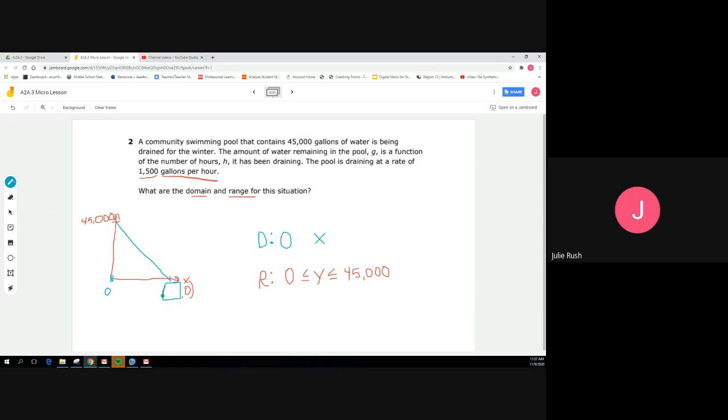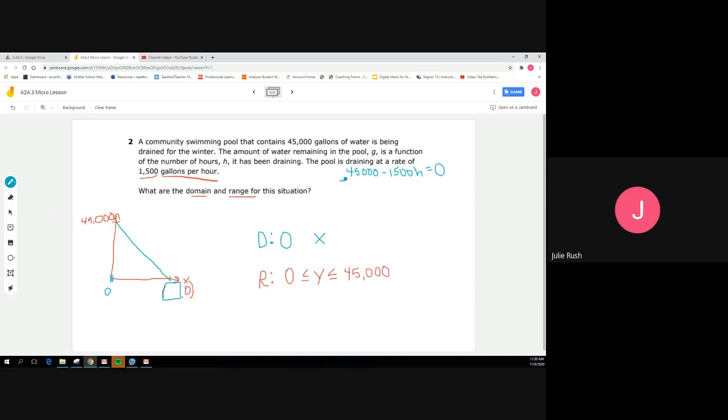Well, that's the number of hours when the pool is completely drained. So for this one, I am going to have to create a little equation and mathematically solve for that number. I know that there are 45,000 gallons in my pool, and I'm taking them out at a rate of 1,500 gallons for every hour. And I want to solve this for when I have no water left in my tank, which would be 0.